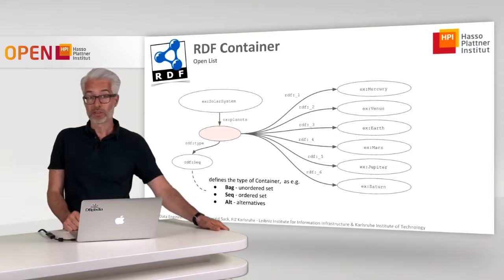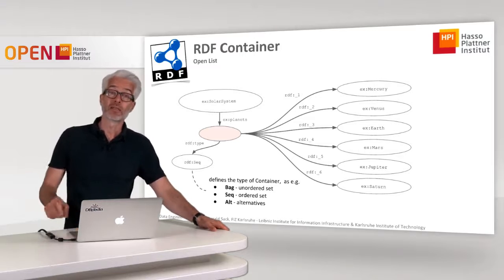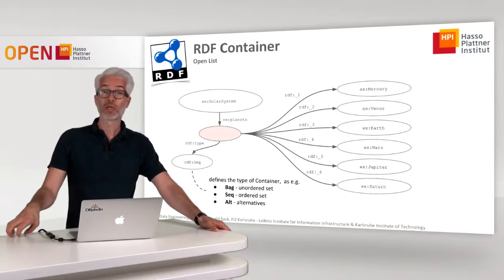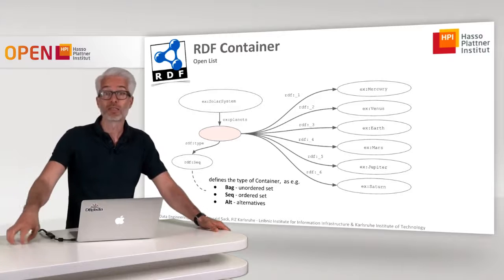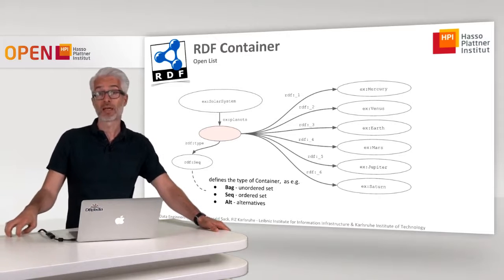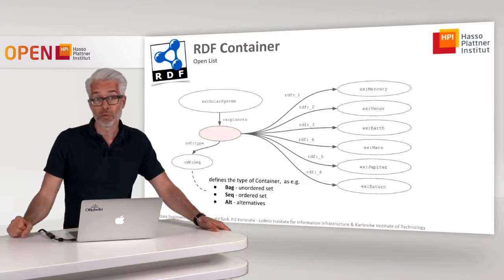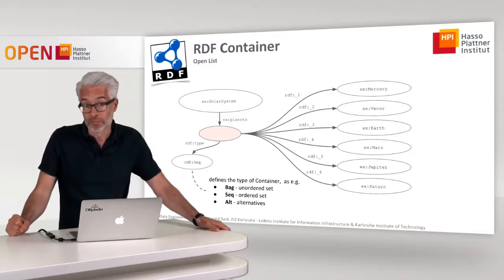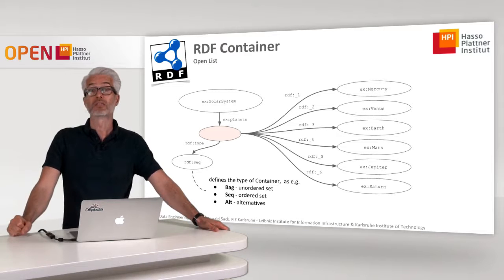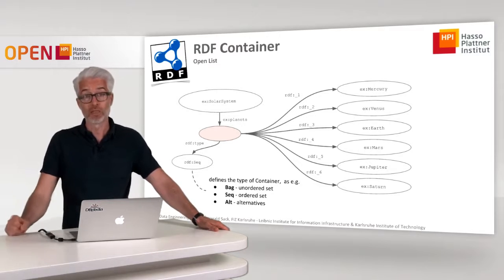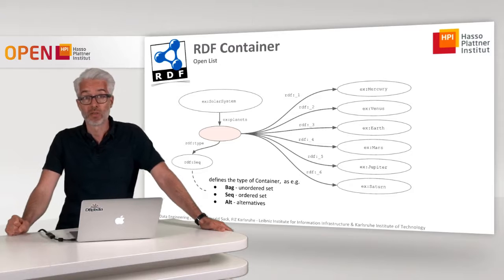And you have a third possibility. This is an alternative, rdf:Alt, which means you define in a container a collection of things from which you can choose one. So all these things that are put in the container, they are alternatives. You can choose simply one. Which one doesn't matter. So this would be then an alternative container. So these 3 possibilities are given within RDF.